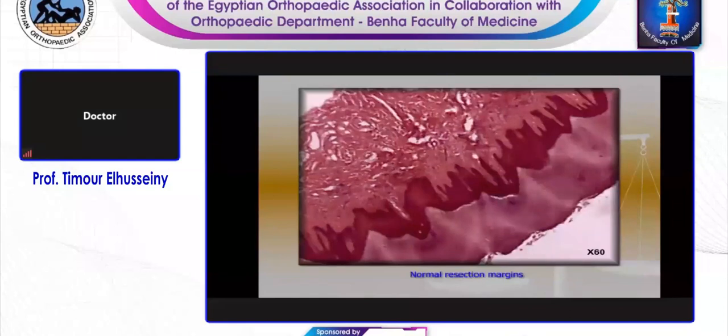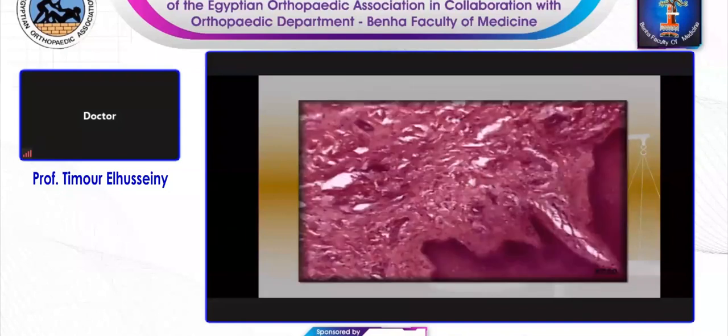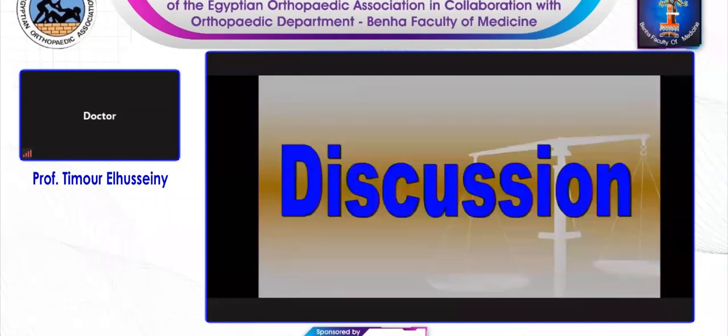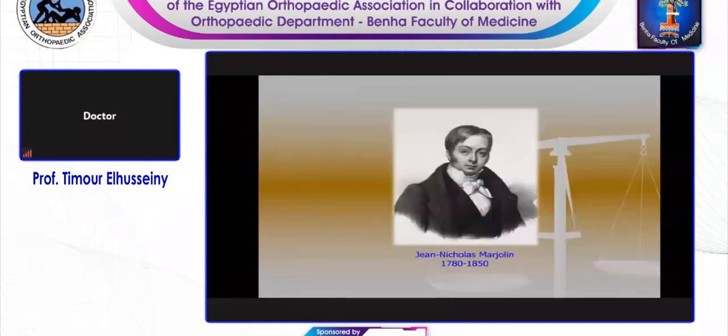This is a microscopic image of the resection margin. This was a Syme amputation. The resection margin is far away from the lesion, but it is one of the criteria that you should always check, to see your resection margin if you are doing a wide local excision. This is another microscopic picture of the resection margin. Now we are going to go to a quick discussion.